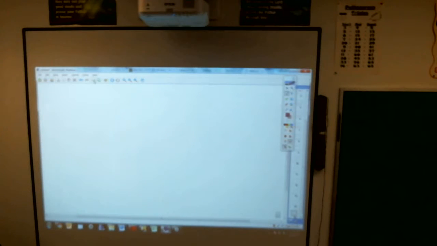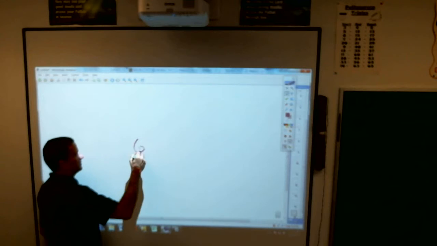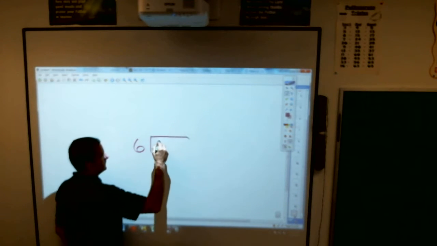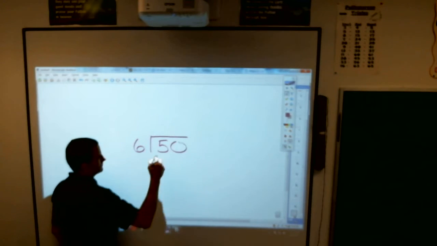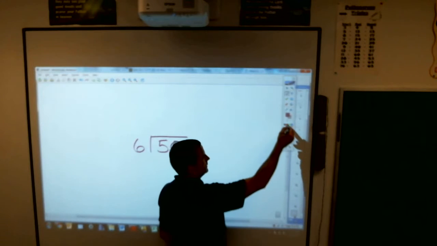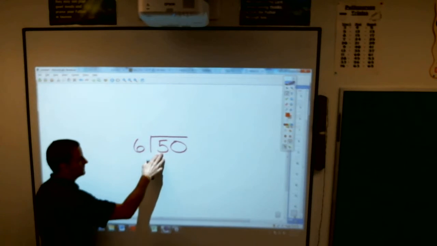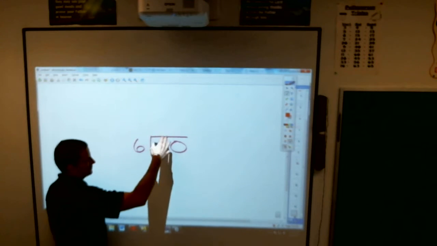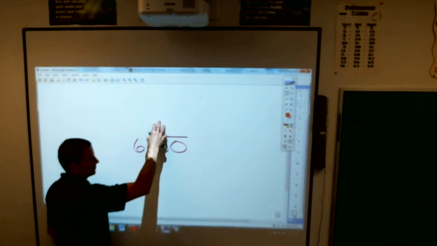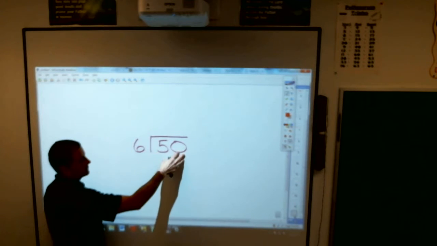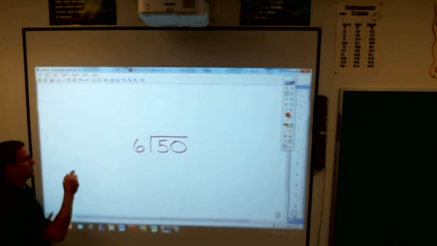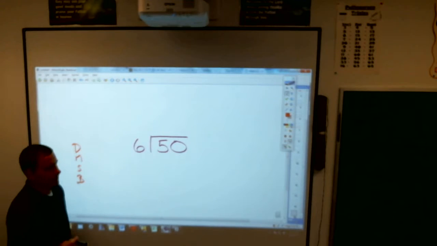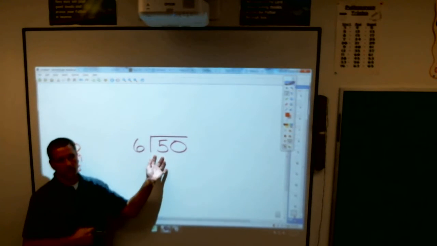Let's do another one. How about this one? 6 into 50. Again, 6 doesn't go into 5, and you don't have to put an X there, but just know 6 doesn't go into 5, so there should be nothing above the 5. 6 does go into 50 if I do my little divide, multiply, subtract, bring down algorithm. How many times, Olivia, does 6 go into 50?